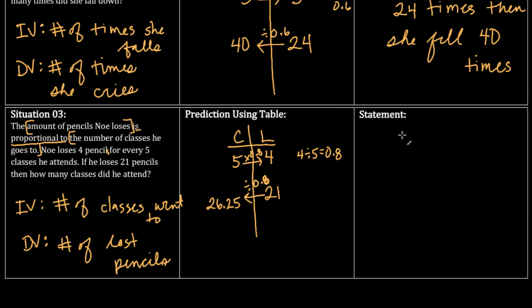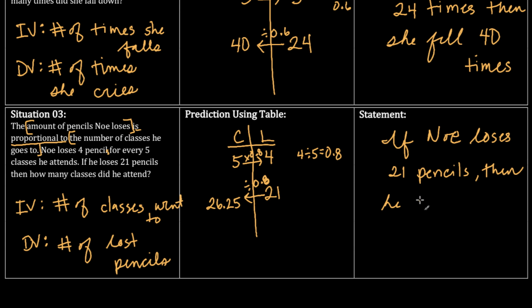So if he loses 21 pencils, how many classes did he attend? If Noah loses 21 pencils, then he went to 26 and 1/4 classes. And that's it. Not too difficult. Thank you.